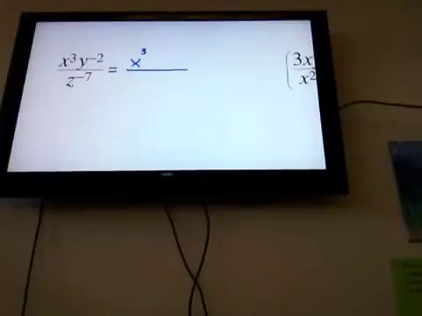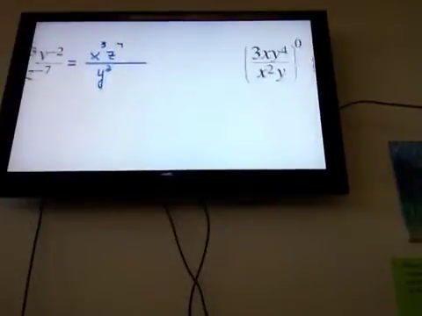Y to the negative second is going to come to the bottom and become a positive power. Z to the negative seventh is going to move to the top and become a positive power. So things are just moving to the opposite place, becoming positive. Now, all the variables are different, so I can't go any further on this question. I'll get to one where you'll get to go further. So that's the answer.